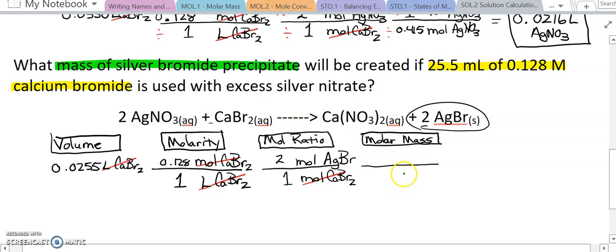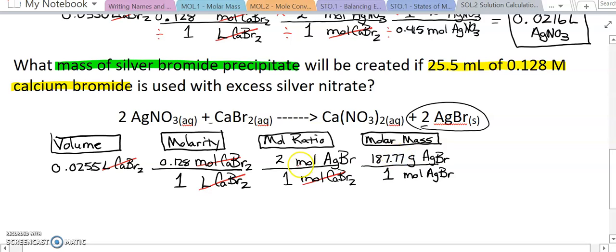And so moles of silver bromide is going to go on the bottom. And I'm turning that into grams of silver bromide. And molar mass says in 1 mole of anything. And silver is 107.87 and bromine 79.90. And I add those together and I'm going to come up with 187.77 grams.